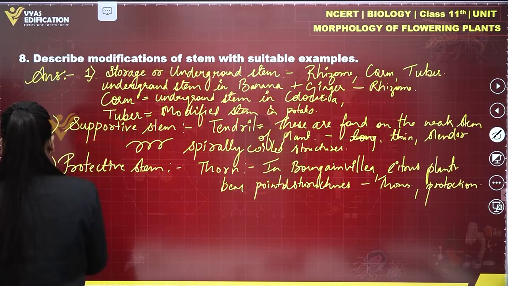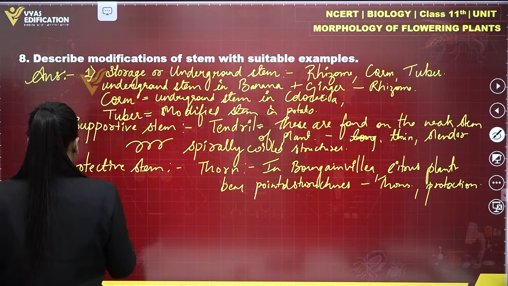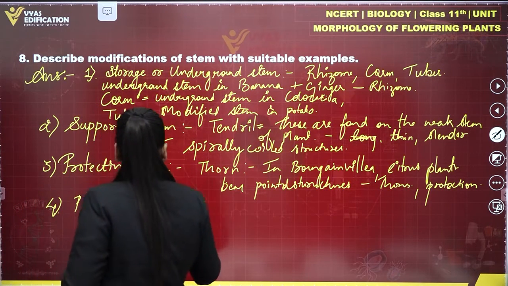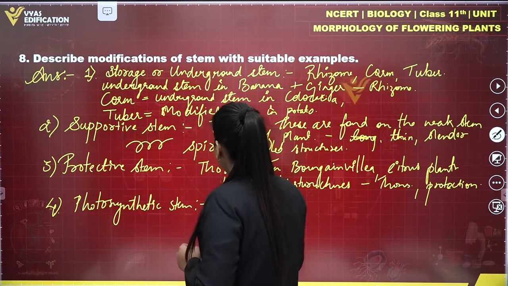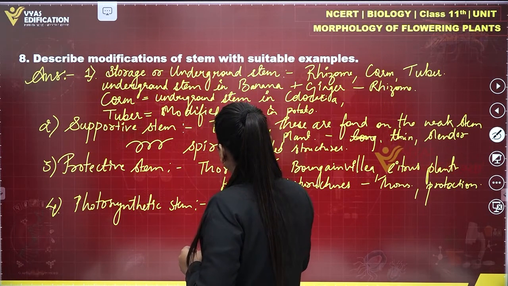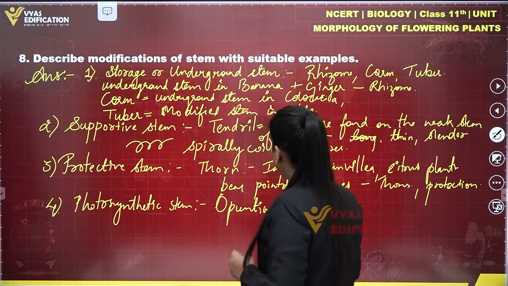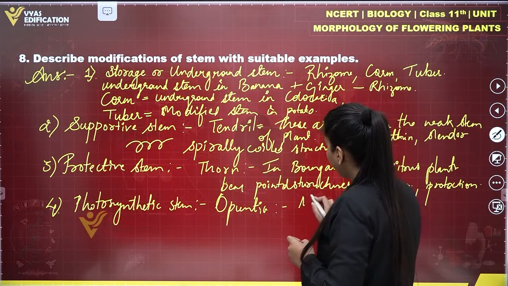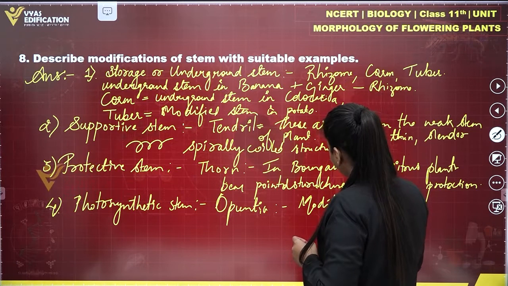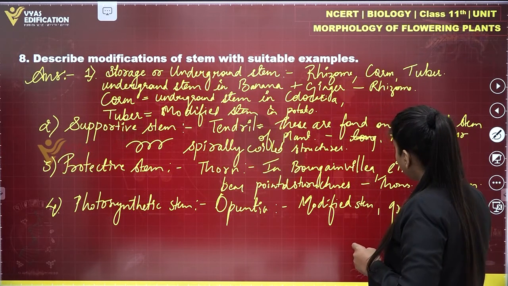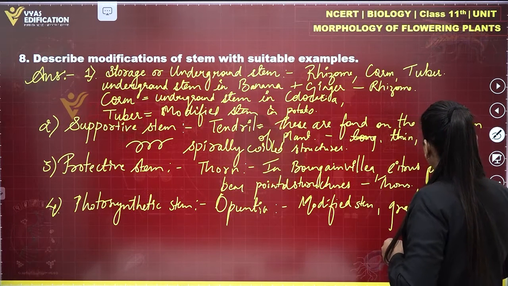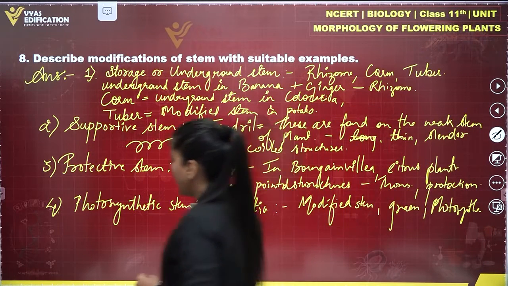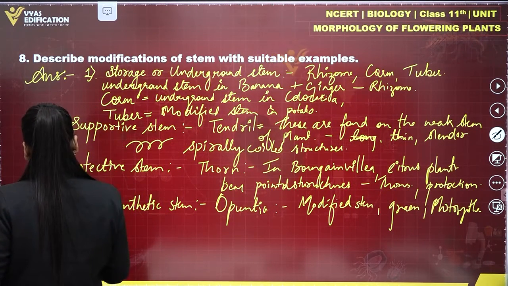Then the next modification of stem we have is photosynthetic stem. For this we have example as opuntia. Now this is a modified stem which is green in color and performs photosynthesis. Then we have the last, that is other modifications.